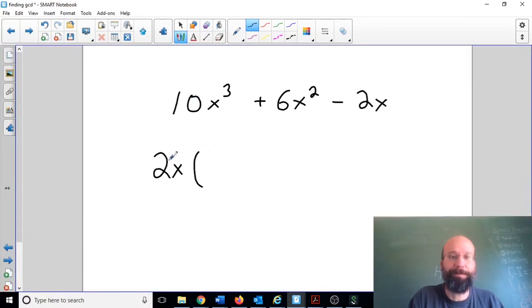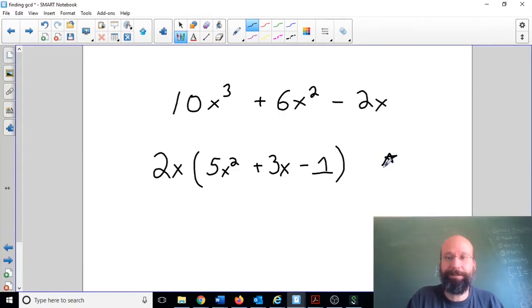So 10x cubed divided by 2x is 5x squared. 6x squared divided by 2x is 3x. Negative 2x divided by 2x is negative 1. It's always tricky, but if it's the same term, it's a 1. It's not a 0. Negative 2 divided by 2 is negative 1. All right. So this should be our answer.